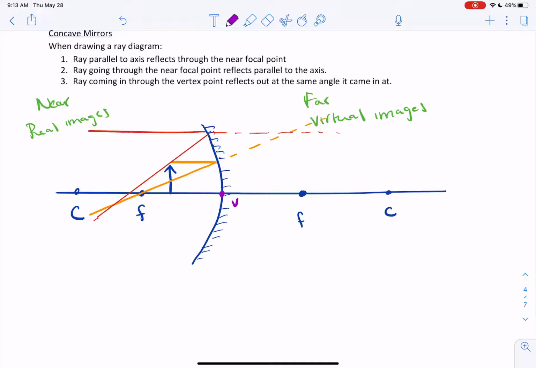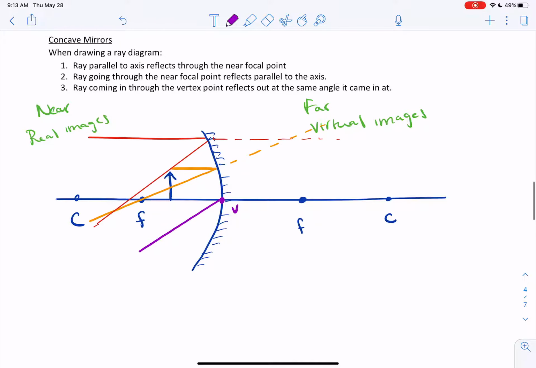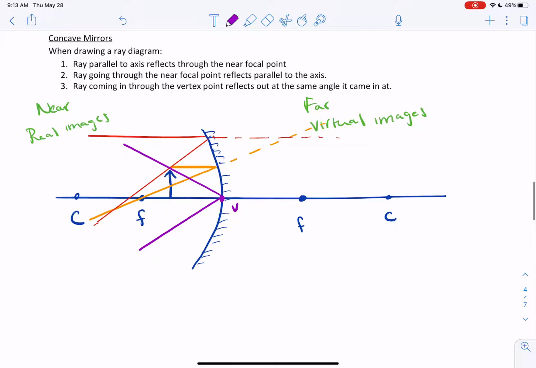The reason for this is that at that very center of your mirror, that vertex, it's sort of like a plane mirror. So we can draw our angle going into the mirror, and then the same angle bouncing out. Okay, and you can continue this line up, and we should see that all of these meet here at this point. Okay, so this is our image.